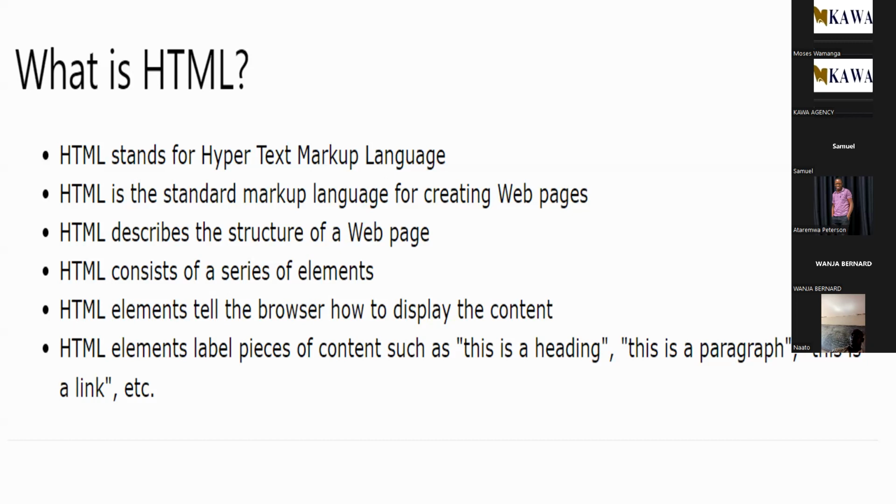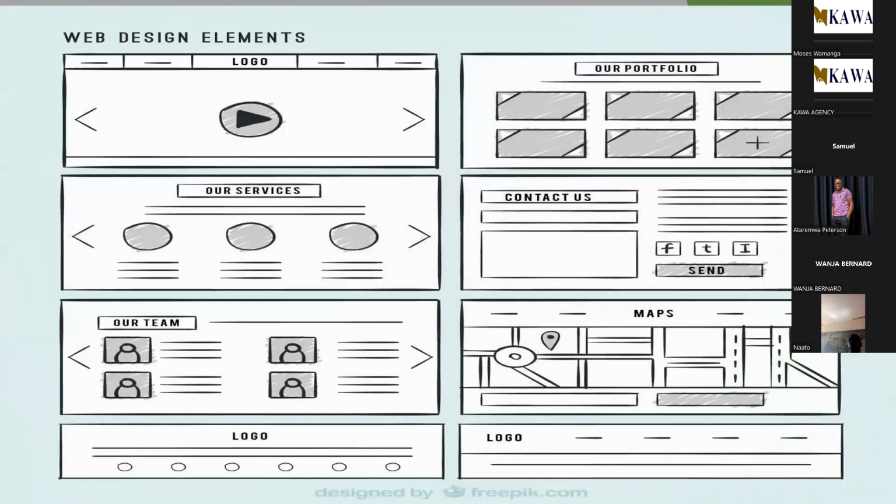So these HTML elements label pieces of content, such as a heading, a paragraph, and so on. We normally call them tags, and I think it will make a lot of sense when I start the coding itself. So I talked about the mockups. Please, the mockups are very important at stage 3 in our design process. Even the program I'm going to use is also going to have something like this, a mockup, a small sketch of your website.